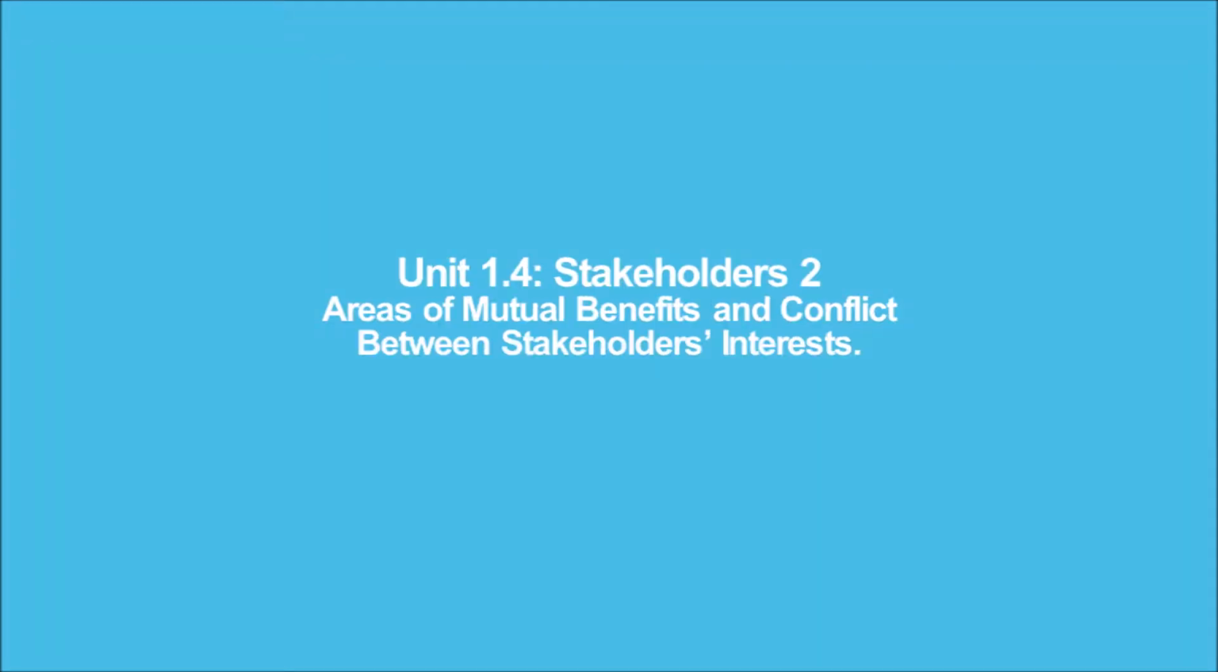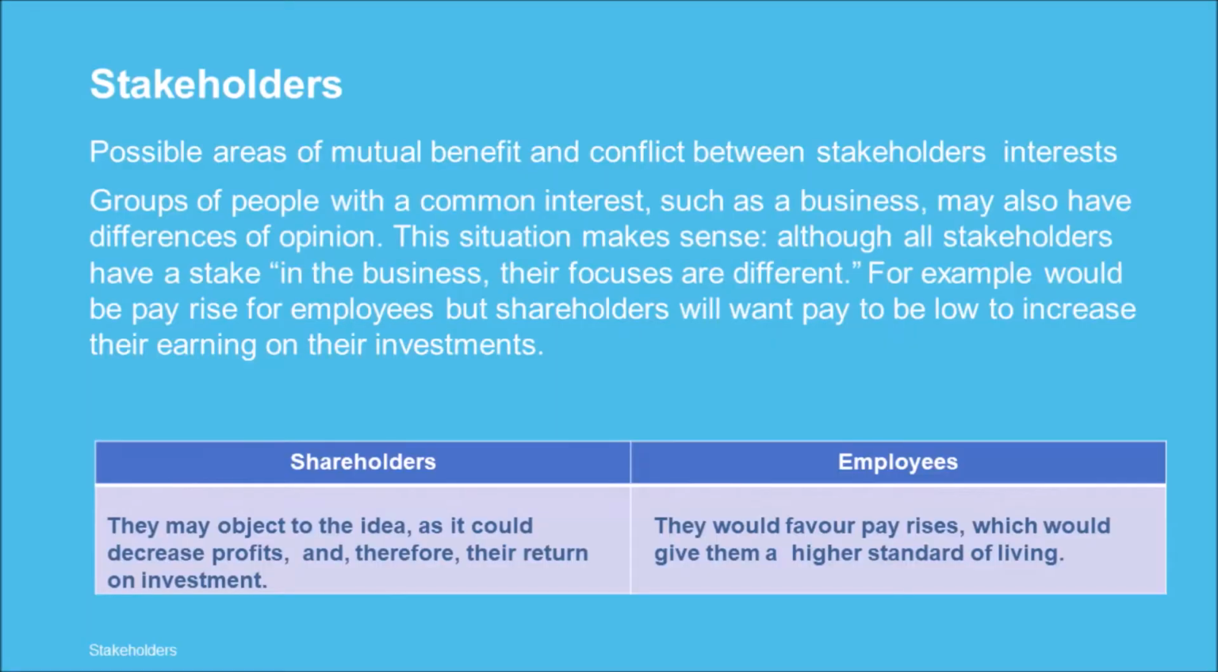Unit 1.4, Stakeholders 2. Areas of mutual benefits and conflict between stakeholders' interests. Possible areas of mutual benefit and conflict between stakeholders' interests. Groups of people with a common interest, such as a business, may also have differences of opinion. This situation makes sense. Although all stakeholders have a stake in the business, their focuses are different.